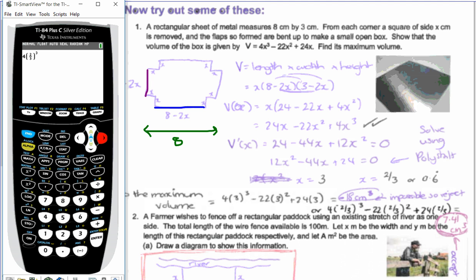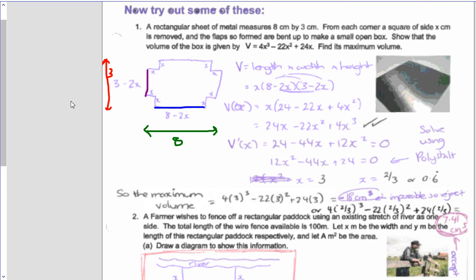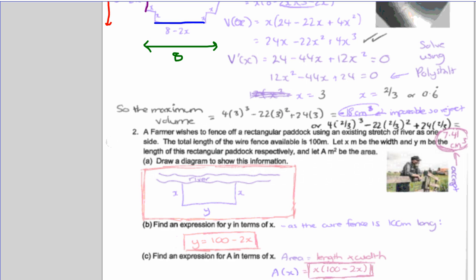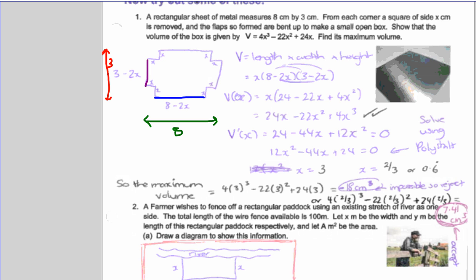Let's see. I'll just scroll down here so you can actually see it a bit better. There are two possible answers for the maximum volume, either 18 centimeters cubed or 7.41 centimeters cubed. So let's think, why have I said that this one is impossible?